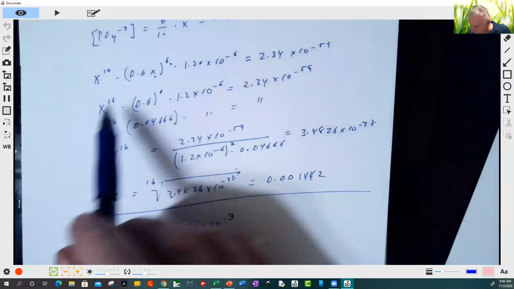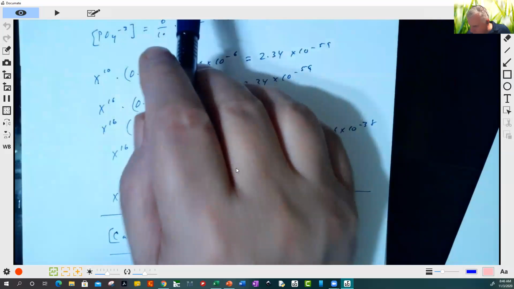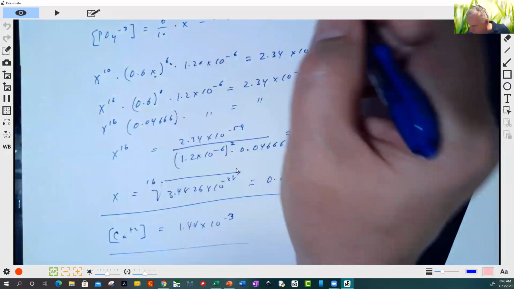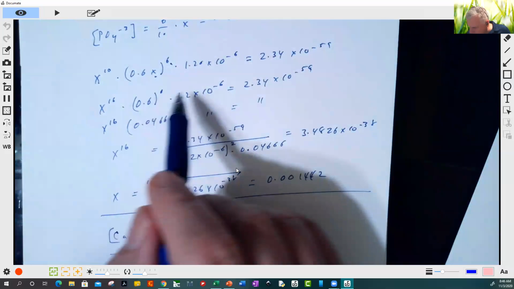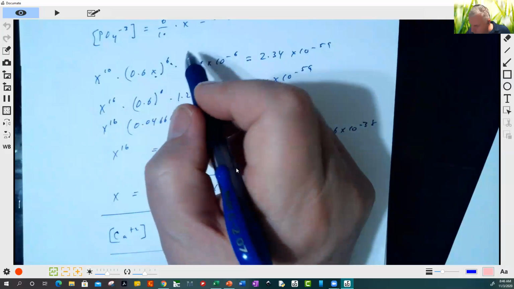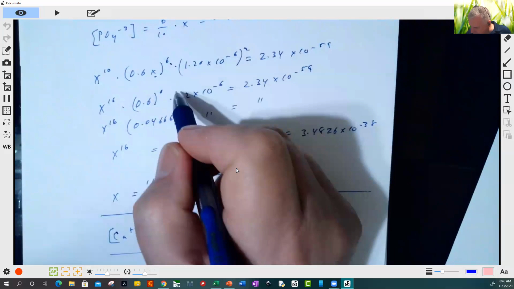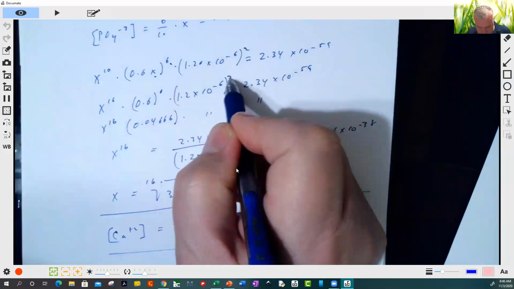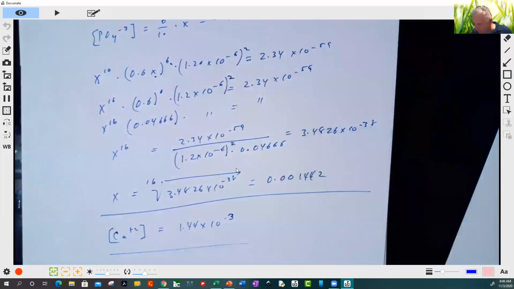It's a Ksp. That times that. So this is 6. That's squared. Right. So OH minus is this guy squared. Oh gosh, I completely omitted that. Yeah, sorry about that. That sucks.